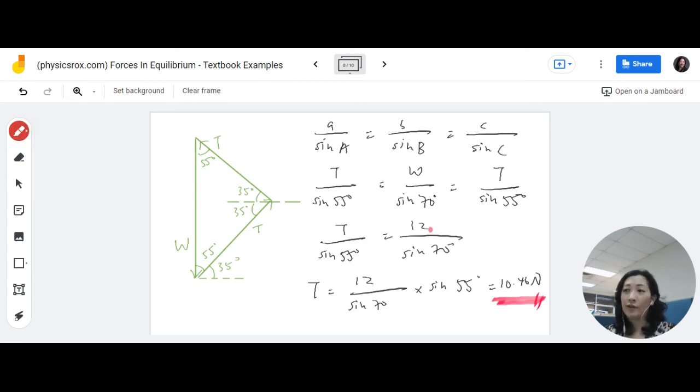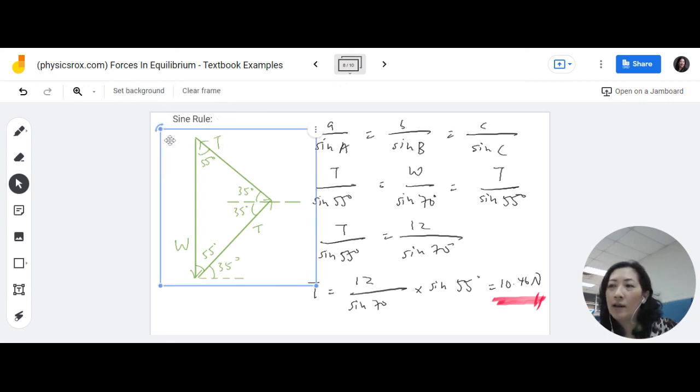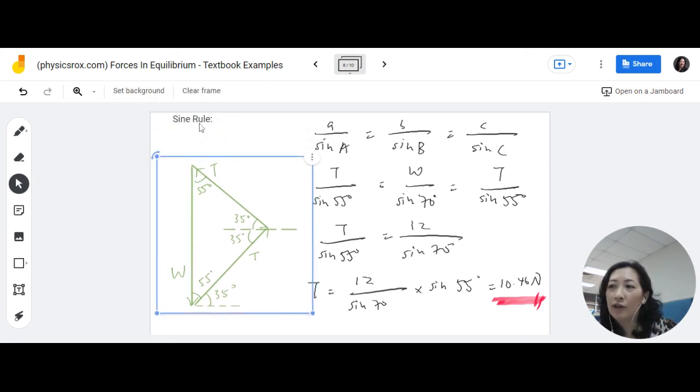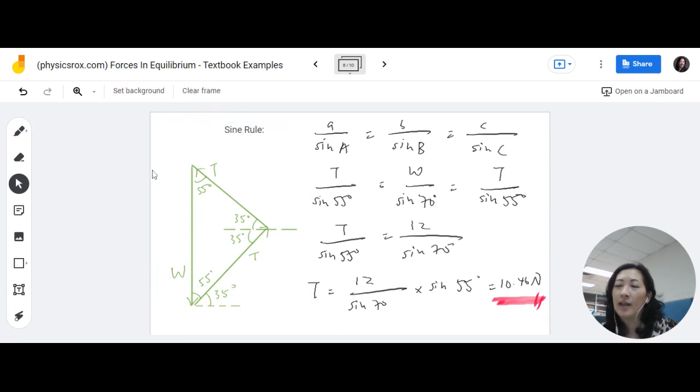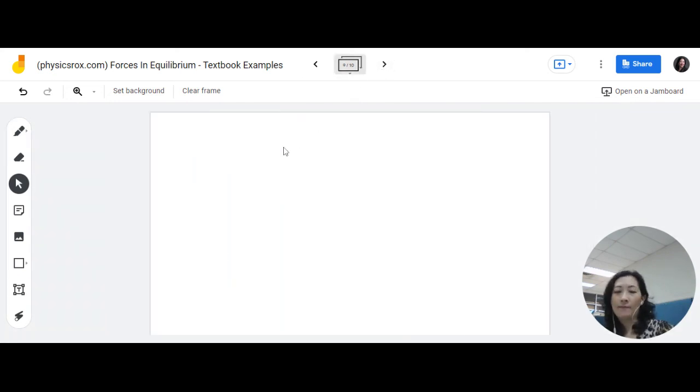And that's how you can solve it using the sine rule. Let me put that in here. This is the sine rule. But what if you didn't learn the sine rule and you're not sure how to use it? Can we still solve it? Yes, we can. So here's how you can solve it, and I'll put this on the next slide again.